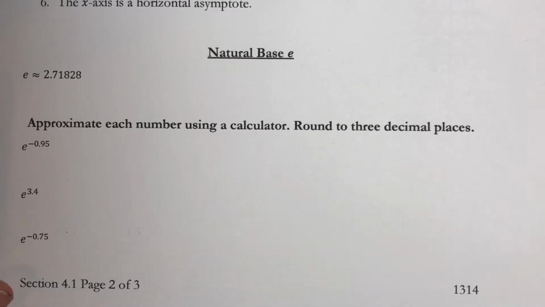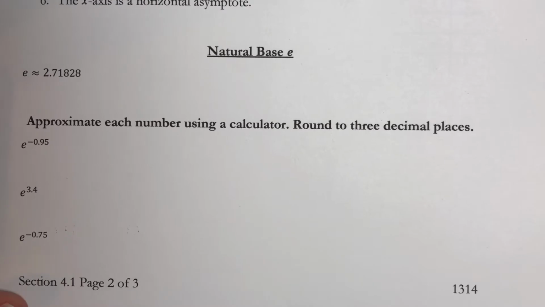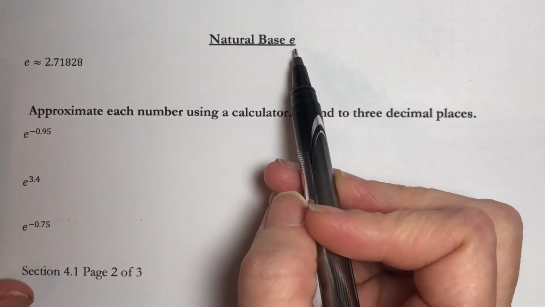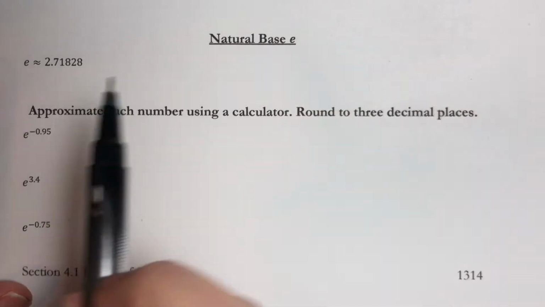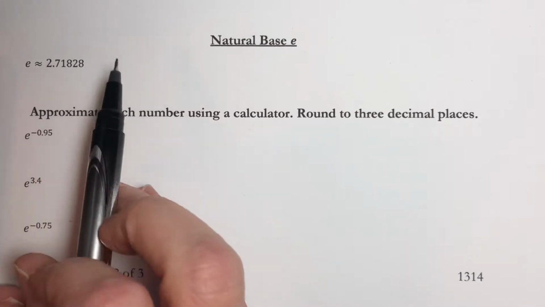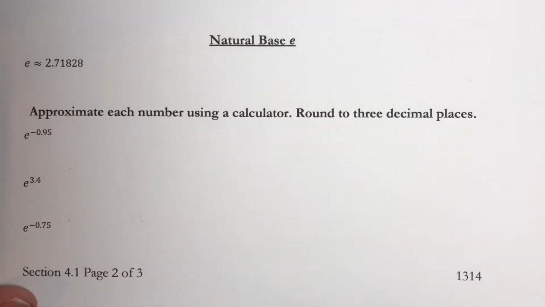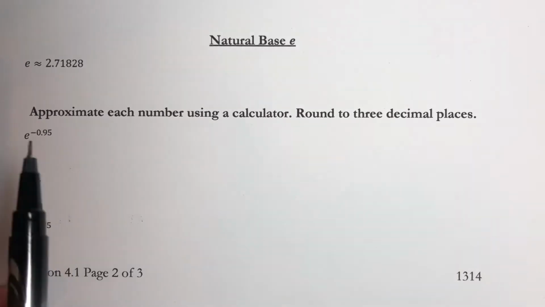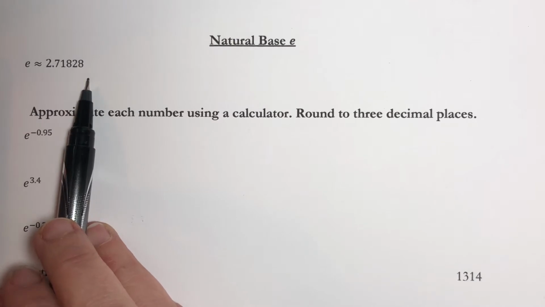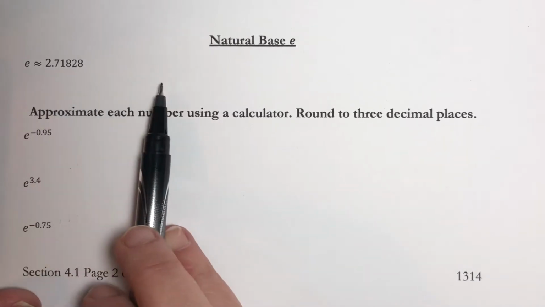This is part 2 of section 4.1. We need to talk about this number we call E. E is approximately equal to 2.71828. This is a number that in a lot of ways is like pi. It comes up very naturally in a whole lot of different situations, and it is a number that never ends and never repeats. So we are stuck using approximations for these all the time.